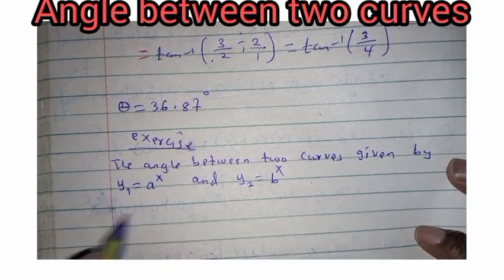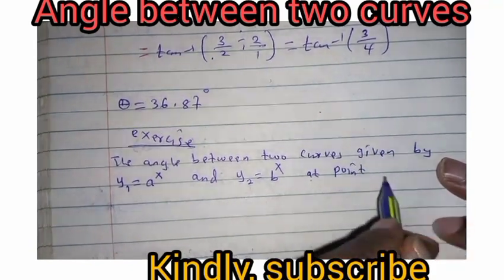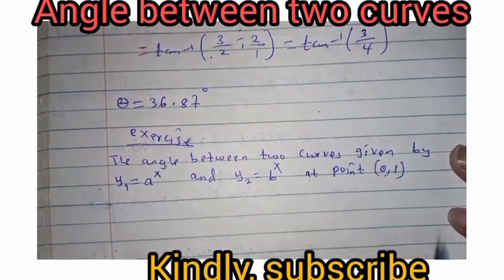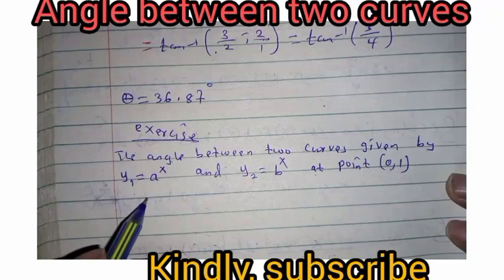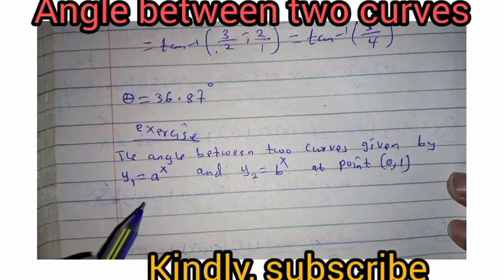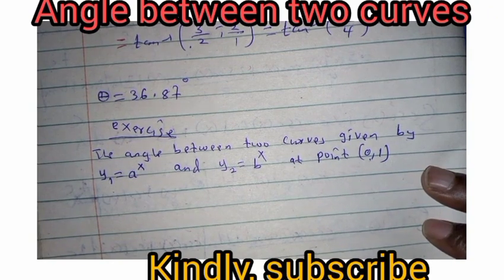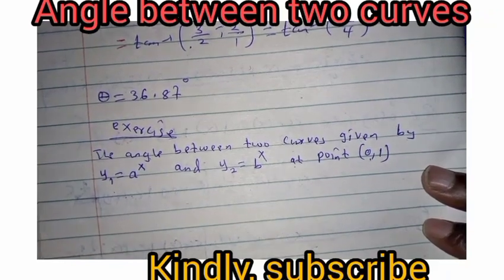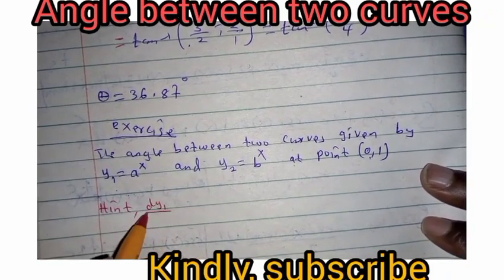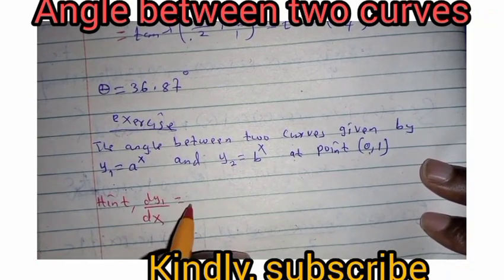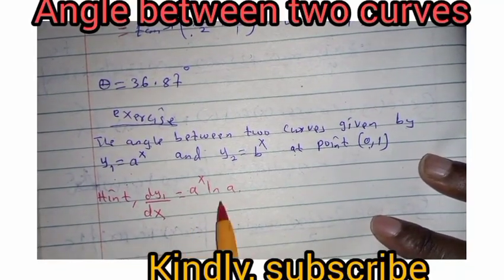The hint here is that at point 0, 1, the hint here is to know how to differentiate an exponential function. So you can check in my YouTube channel, whereby I have done how you can obtain the differentiation of an exponential function of this kind. But I can give you a hint: dy1/dx will be given by a power x natural logarithm of a. When you differentiate this exponential function, we will obtain this result.